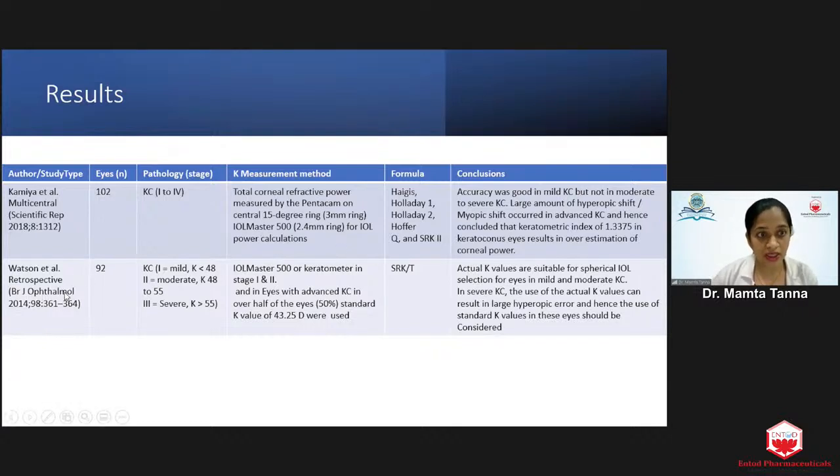Watson et al. is a retrospective study. It is a very interesting study, which included 92 eyes. The method used was IOL Master 500 or keratometer for mild to moderate cases and severe cases also. In addition to this, in advanced keratoconus cases, he divided them so that standard K values were used in 50% of cases, and actual K values measured from the above methods were used in the other 50% of cases.